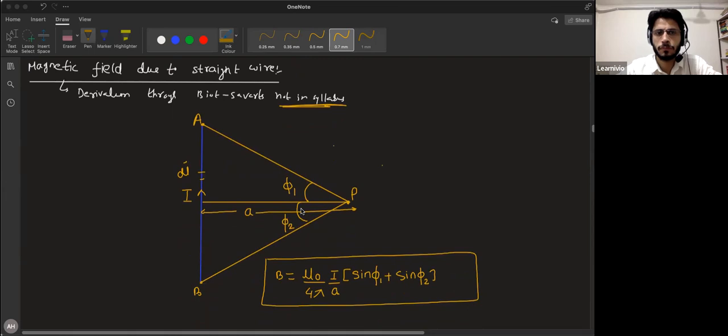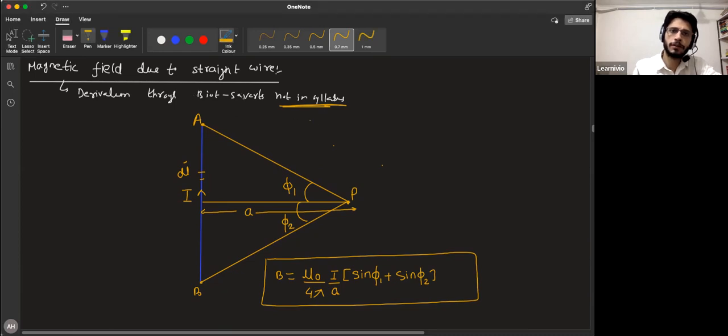So this derivation is not in syllabus. Through Biot-Savart law we will derive this expression, but not through Biot-Savart law. We'll do it using Ampere's circuital law.